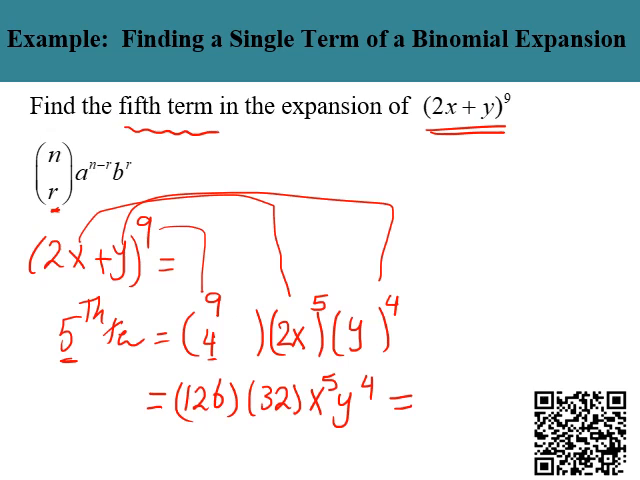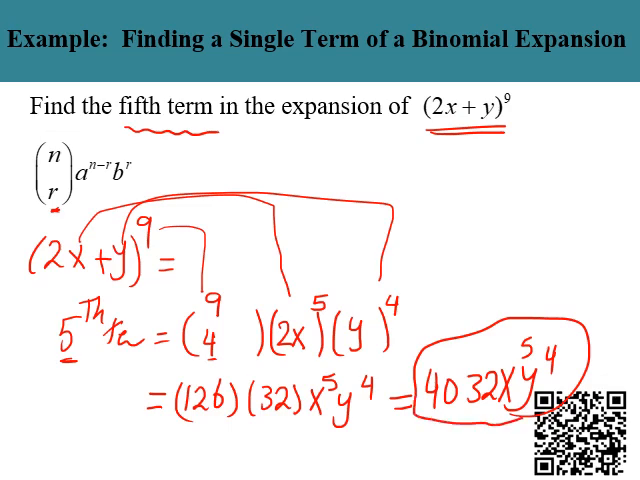So 126 multiplied by 32 is 4032 x to the power 5, y to the power 4. And this is how to find a particular term in a binomial expansion.